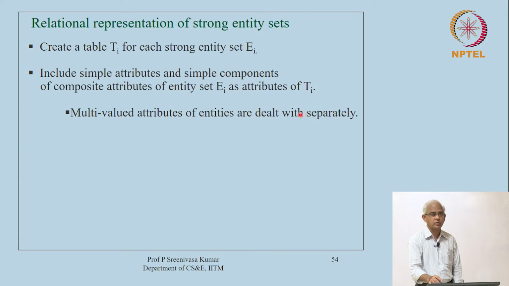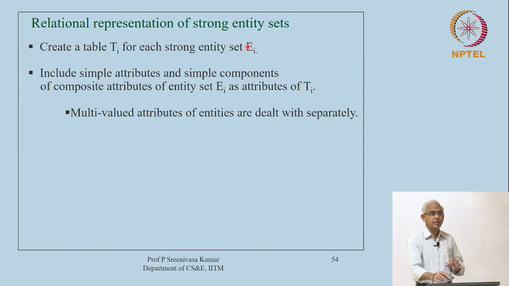and I will talk about how to handle multi-valued attributes. Right now we will ignore the multi-valued attributes of the entity set EI. Okay. We will take the simple attributes and composite attributes. Okay. For composite attributes, what we will do is to pick up their simple components and then check whether they are simple or not, and then pick up that.